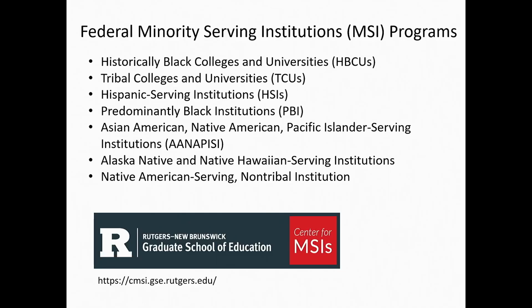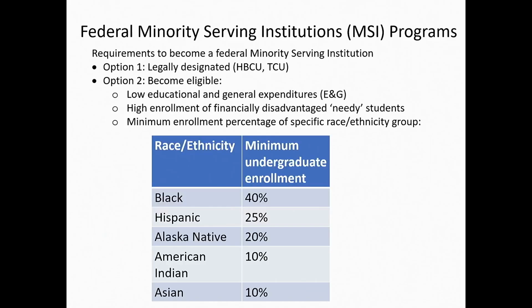And so they can be historical or legislatively deemed, such as historically Black colleges and universities or tribal colleges and universities. They can also be institutions where you get into them through your student enrollment and other characteristics of your institution. I'm going to talk a little bit more about this in a second. If you want to know more, there's actually a center for MSIs at Rutgers, which has a lot of data where they study MSIs. So you can take a look at that if you want.